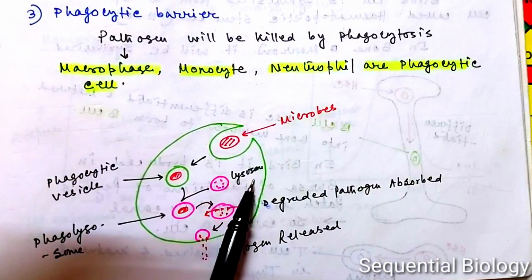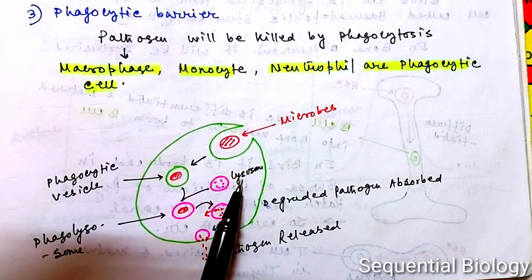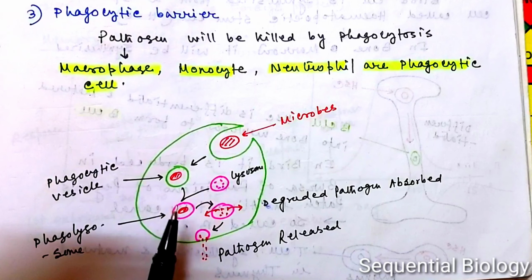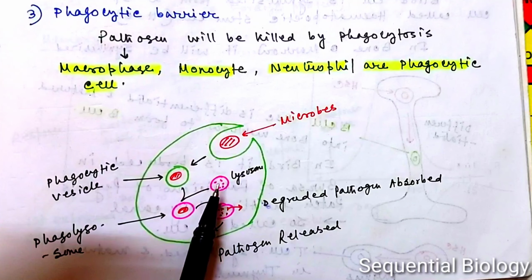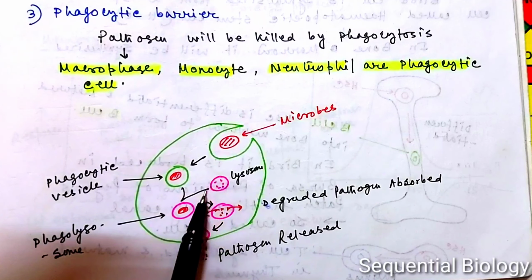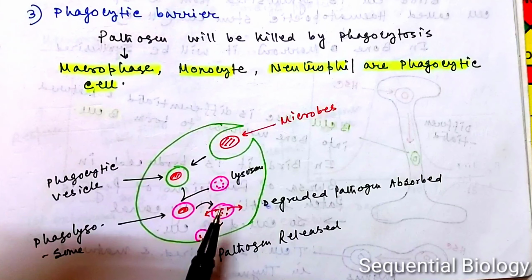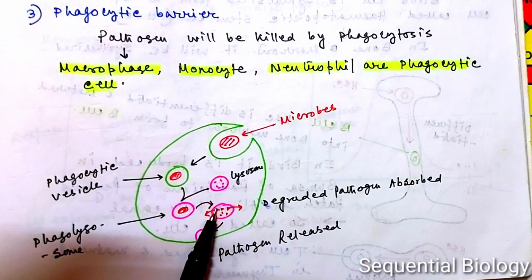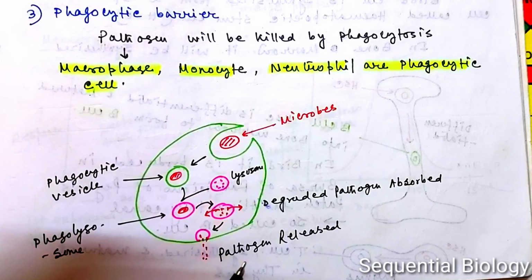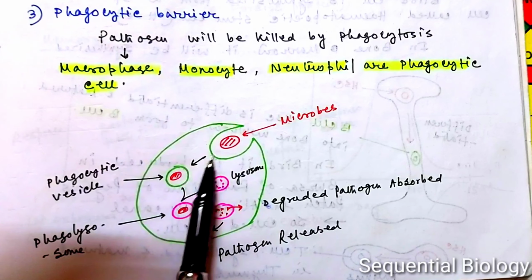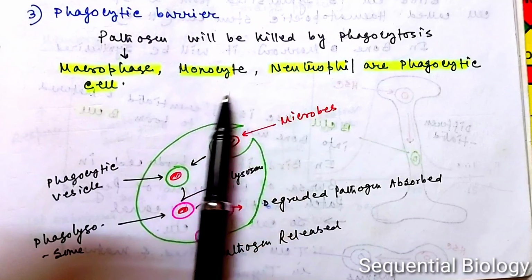Okay, and in the lysosome, you know, many hydrolytic enzymes are present, and these hydrolytic enzymes cause the death of these pathogenic microbes. And in the phagolysosome, the microbes are digested, and the important components of these microbes are absorbed by this phagocytic cell, that is the proteins or any other component are absorbed in the protoplasm of this phagocytic cell. Okay, so these components are food of this phagocytic cell, and the remaining portion is released from this phagocytic cell, right? So this is the process of removal of pathogenic microorganisms by the phagocytic barrier.